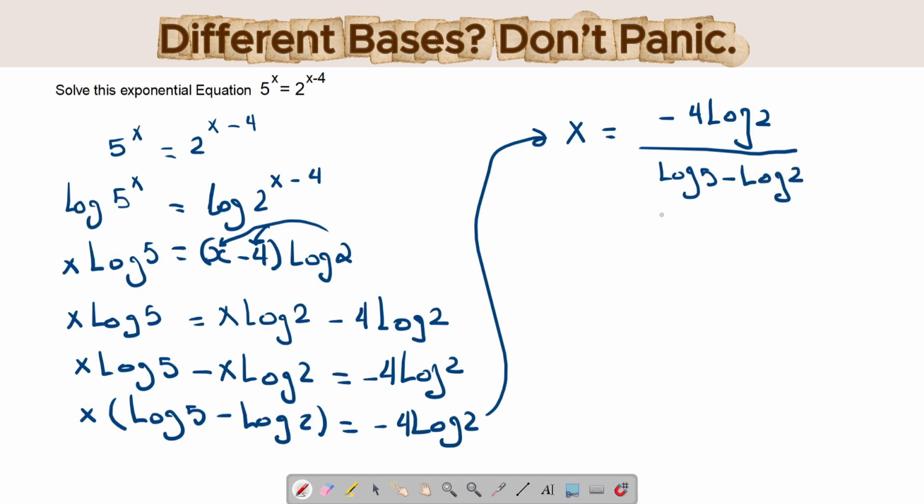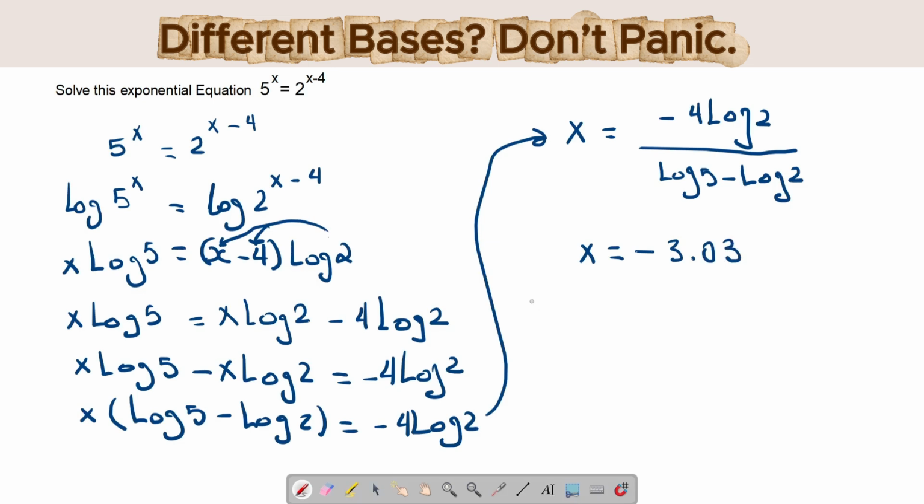Now, if you want to change this answer into a decimal, you could just plug it into your calculator, and you will get x equals negative 3.03.